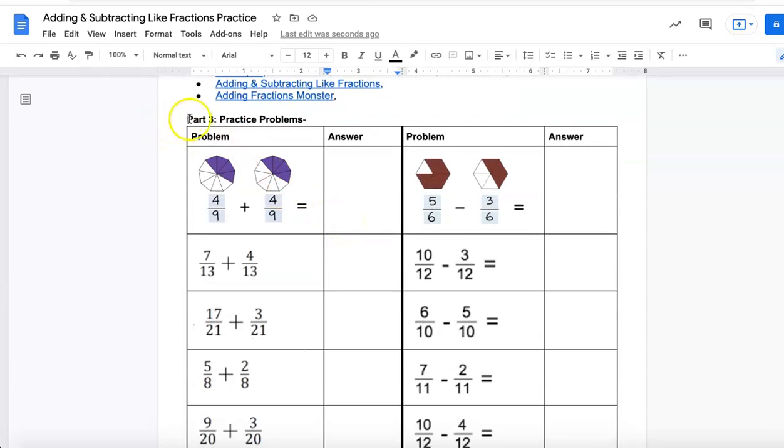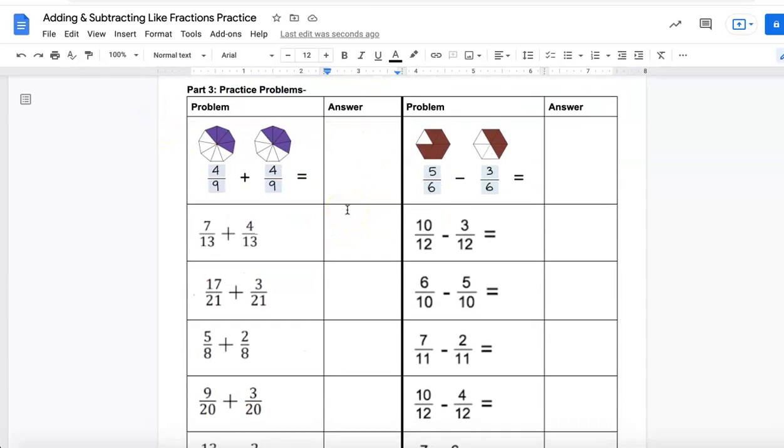Okay, so I'm going to go through some of the practice problems here. So again, when you are adding fractions that have the same denominator, so this has 9 and 9, all you do is add the top numbers, the numerators, so 4 plus 4, which equals 8, and then you put that number over the denominator of 9. You never add the denominators.